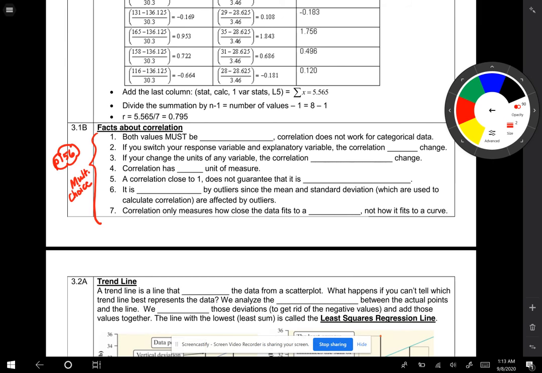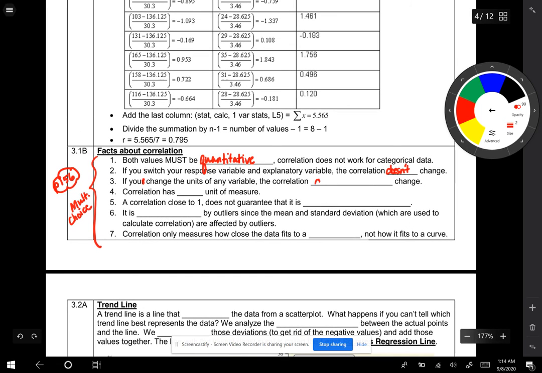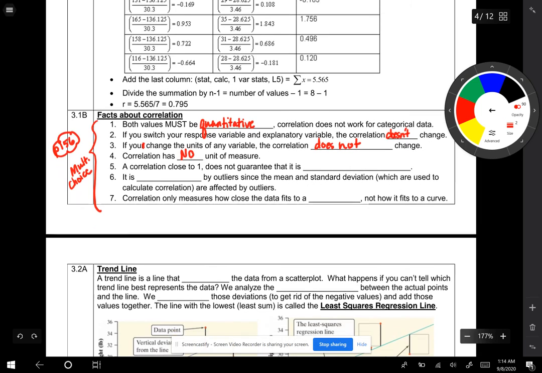So both values must be quantitative. Correlation does not work for categorical data. Another fact, if you switch your response variable and explanatory variables, the correlation doesn't change. And the reason why is you're multiplying their z-scores, and the order doesn't matter when you're multiplying, so it doesn't change. If you change the units of any variable, the correlation does not change. Correlation has no unit of measure. It is just a value.